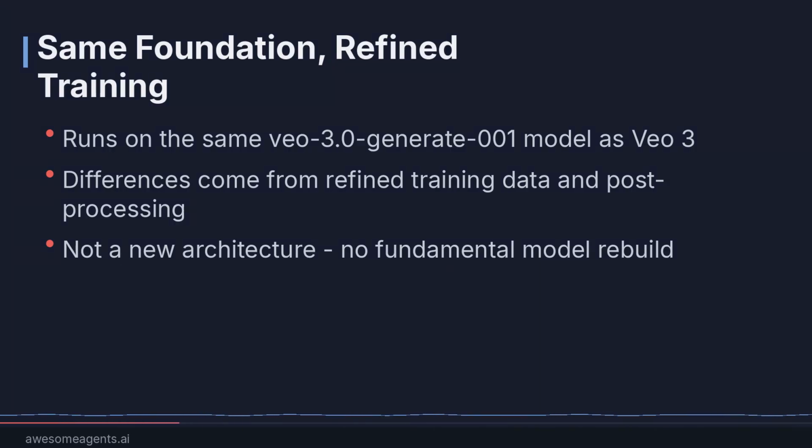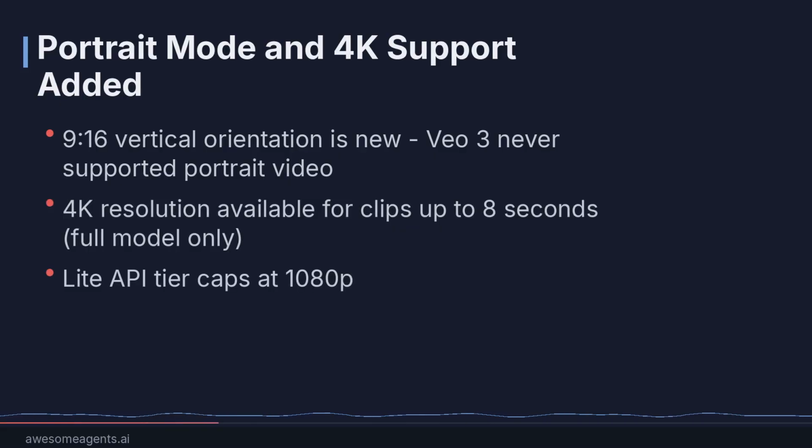Competitors shipped audio from early on, and Veo 3 didn't have it. That always came up in comparisons. What else changed between 3 and 3.1? Is this actually a new model or just polished edges? It runs on the same underlying model as Veo 3, same foundation. The differences come from refined training data and post-processing changes. So not a new architecture. Okay. Right. But the practical upgrades are real.